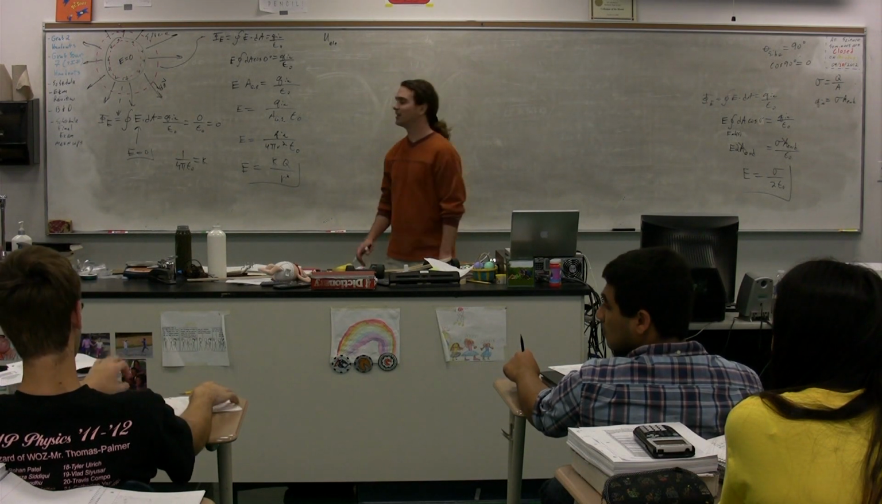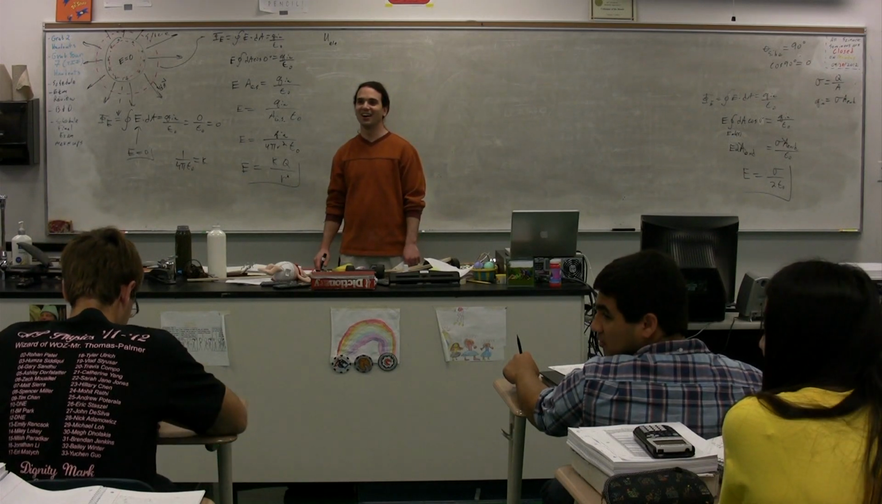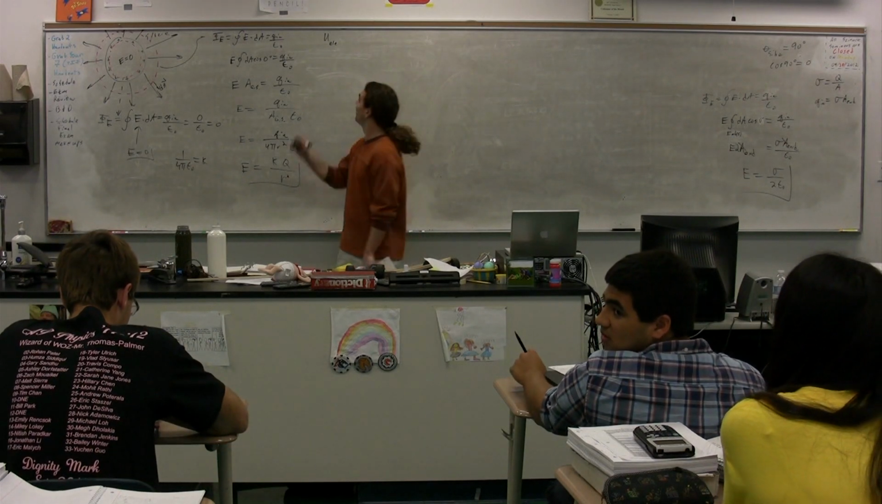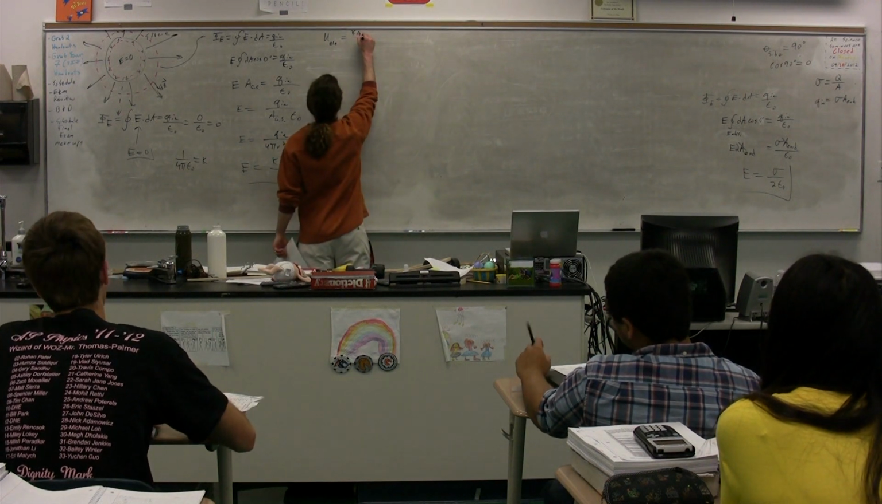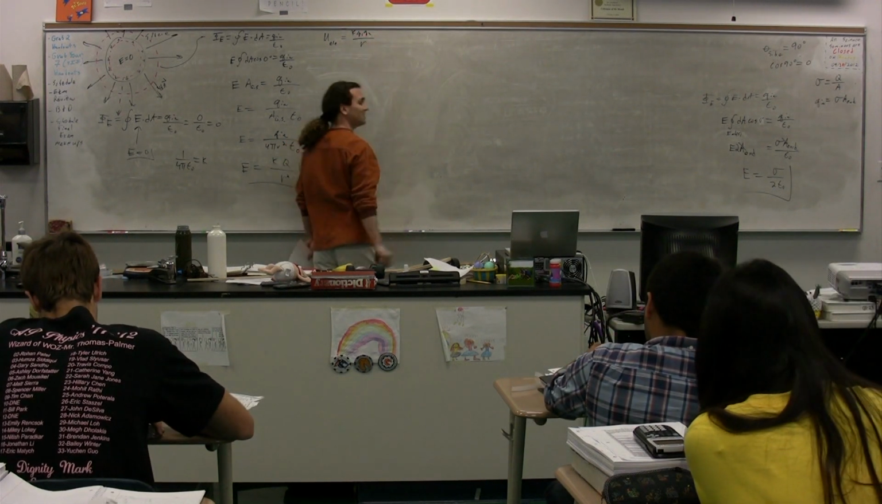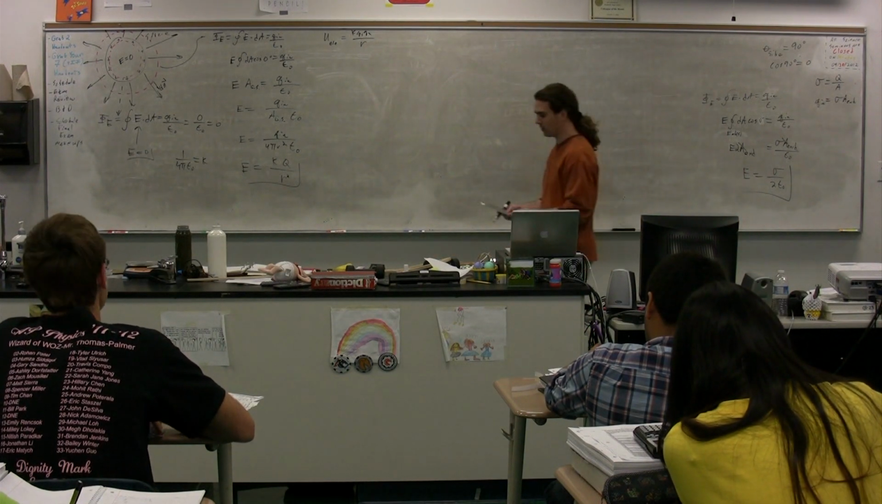Sierra? QV. Right? Oh, no. Oh, man. Is it K? Yeah. K, Q1, Q2 over R. This is the equation for the electric potential energy that exists between 2 point charges.